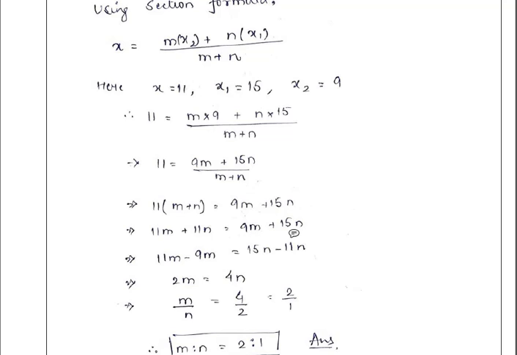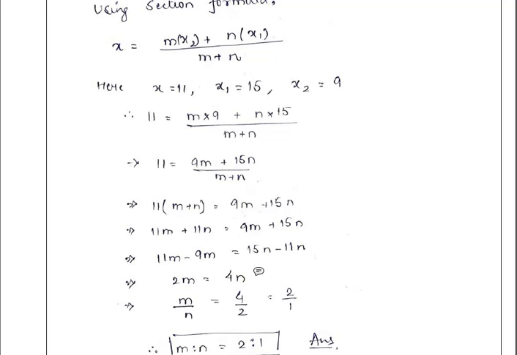Now take all the m to the left side, take all the n to the right side. So all the m's come here. 11m, the plus 9m that was here, comes here and becomes minus 9m. 15n was already here. This 11n goes there and becomes minus 11n. So I get 2m is equal to 4n.